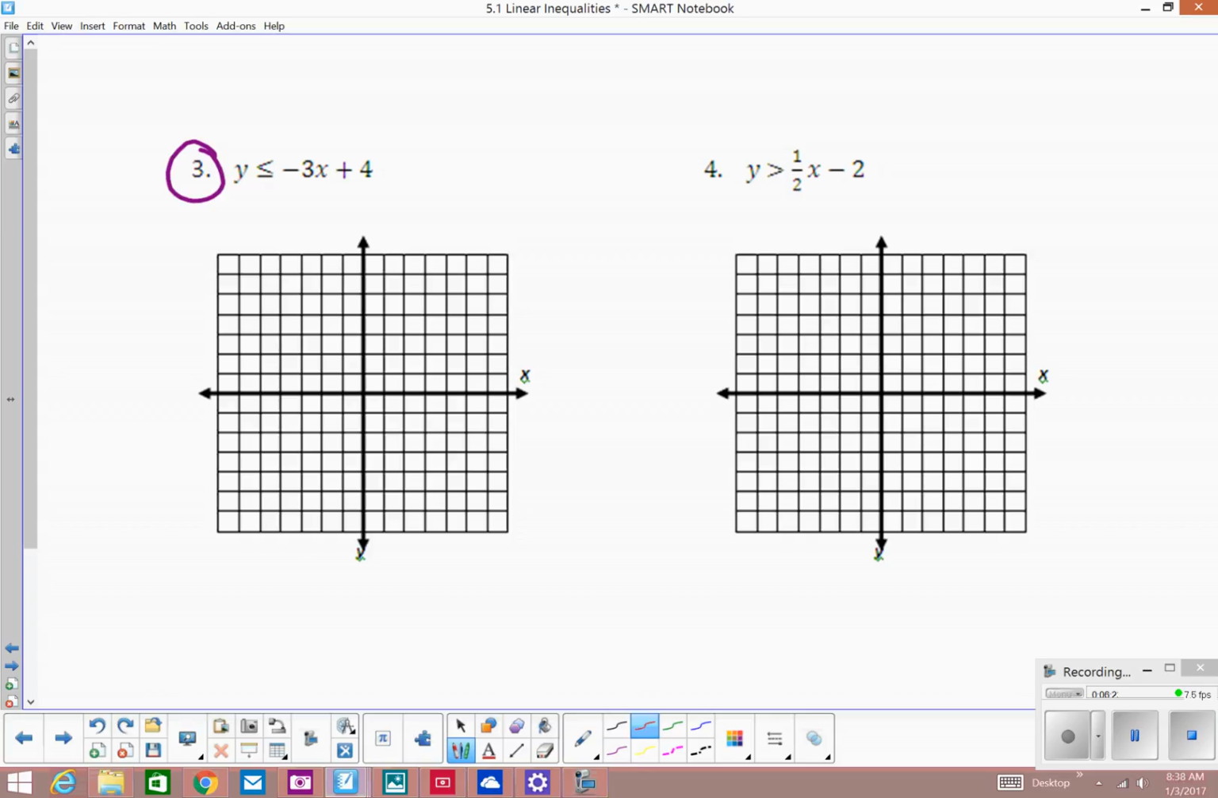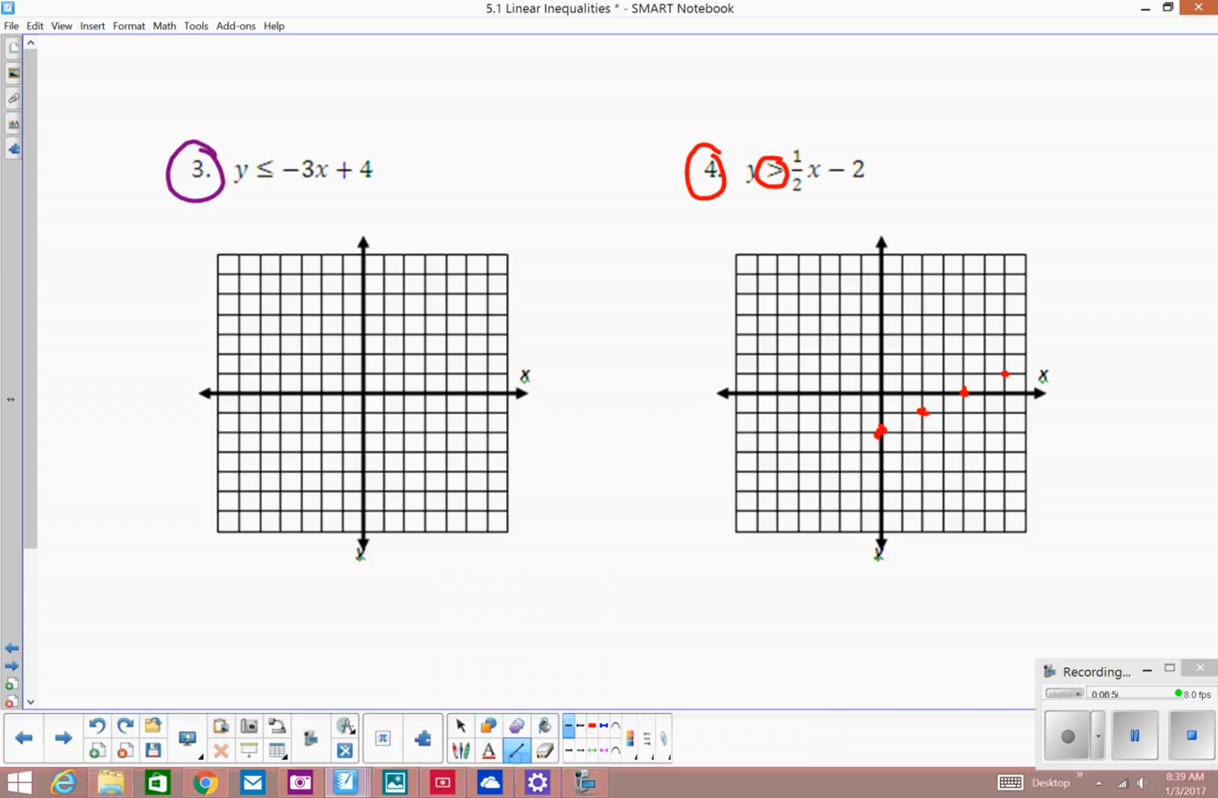Number 4 is going to be a little bit different than the prior example. I'm going to graph it the same, so my y-intercept is -2, which is right there. My slope is 1/2, so I'm going to go up 1, right 2, up 1, right 2, up 1, right 2. And my graph is going to start looking something like that. Now, you have to look at your inequality. Is it going to be dotted or is it going to be solid? Remember what I said, if you see the line, draw the line. Well, I don't see the line, so I'm going to draw a dotted line.